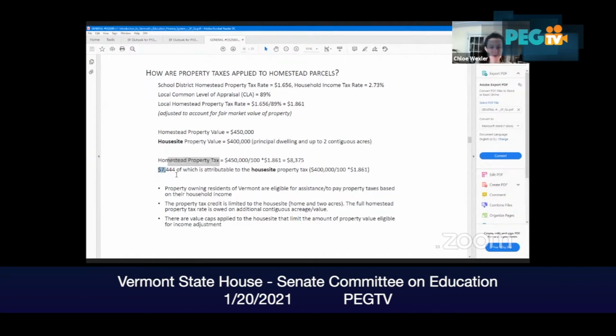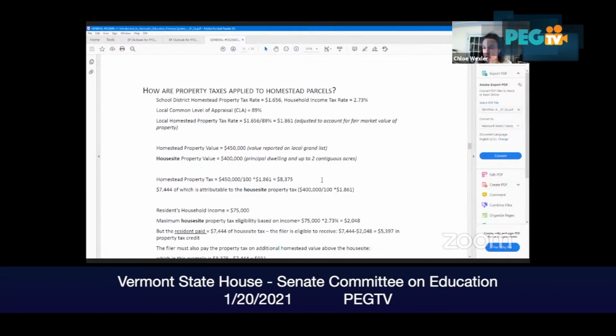7,444 of which is attributable to just the house and 2 acres. And so it's that 7,444 which they're eligible to pay for. They're eligible to receive assistance on, or to pay based on income on. Two different ways of thinking about the same thing. We will show how that is done in this next slide.